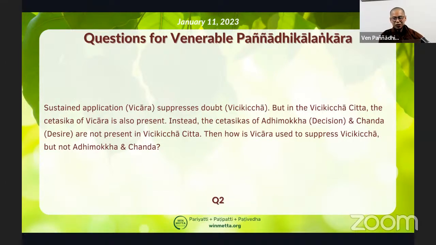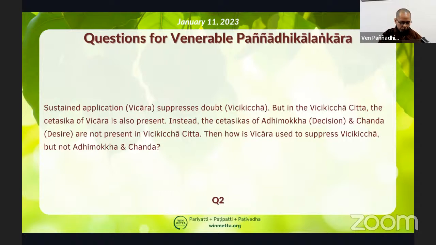Yes. Okay, so for this question, I already learned in the second chapter, it mentioned which cetasikas can arise together with a certain consciousness. When the vicikiccha consciousness, which is one of the akusala consciousnesses, arises, it is connected to cetasikas including vicara. Here adhimokkha and chanda are not included among them. But for those who are not understanding, it doesn't matter. Don't worry.